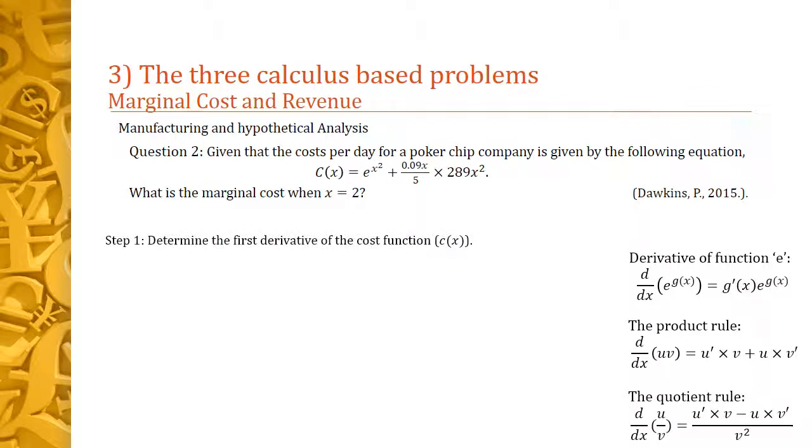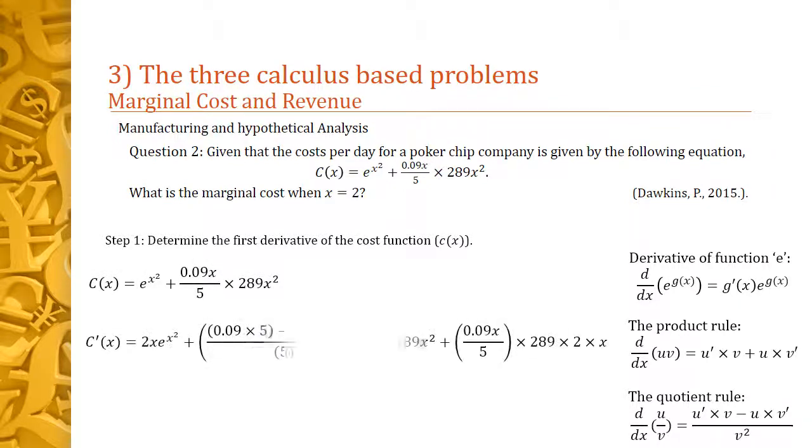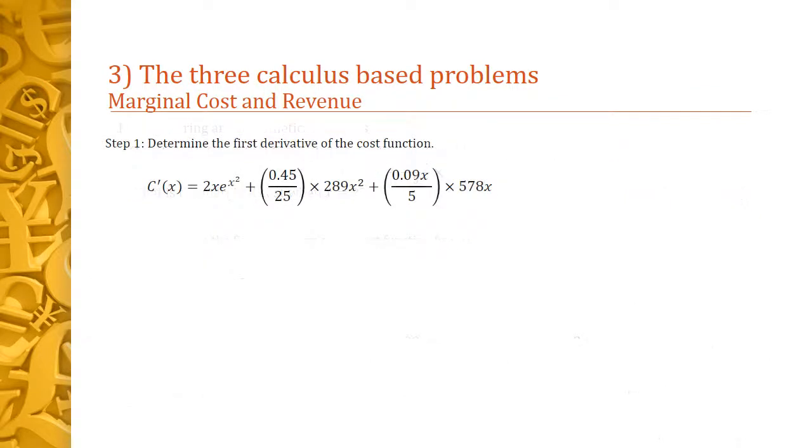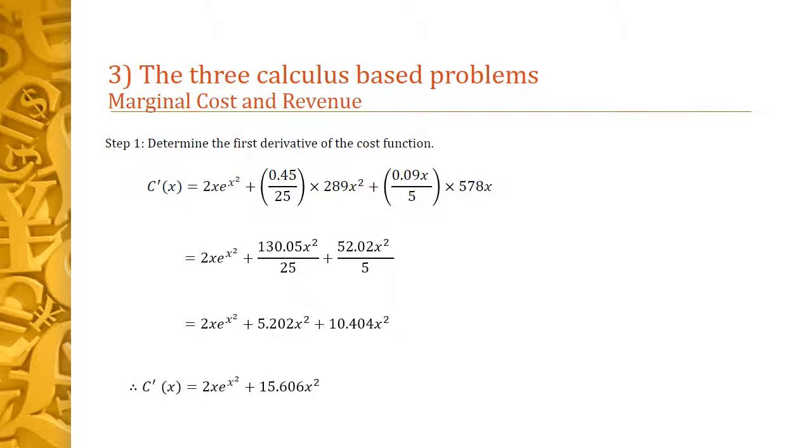Anyway, in order to answer this question, we must determine the first derivative of the cost function c of x. Now we do so, as mentioned before, by remembering our rules. Through all 3 rules we get c prime of x, as seen on screen. The next step is to merely clean up through the use of algebra. We know that anything multiplied by 0 becomes 0. We can also multiply things out, keeping in mind our order. And after we do so, we would want to expand the brackets, divide by 25 and 5, then we would be left with 2x e to the power of x to the power of 2 plus 15.606 x to the power of 2.